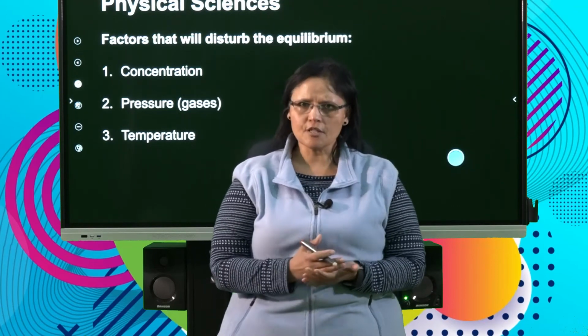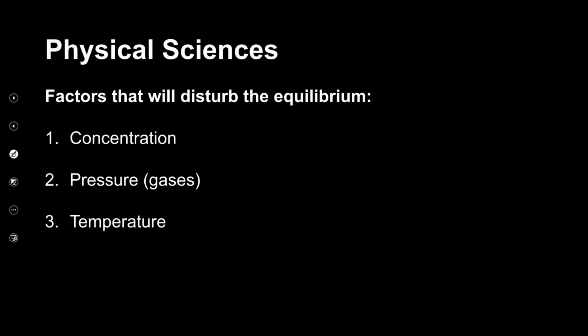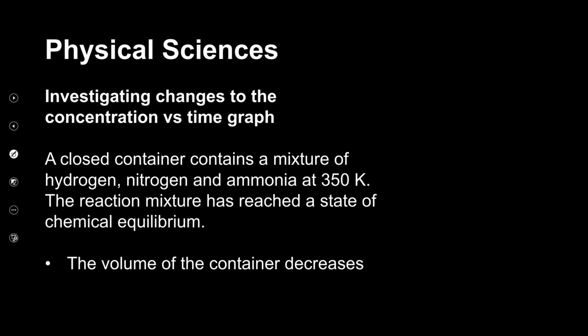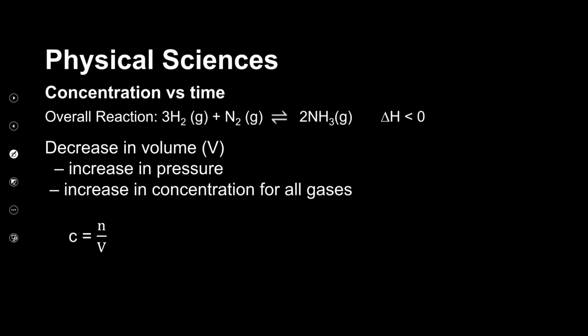Now we're going to look at the next one. We're going to look at pressure. Remember, we only get pressure in gases. And whenever I say the word pressure, you should think volume. So we still have the nitrogen, hydrogen, and ammonia gas at the same temperature there. The reaction is at a state of chemical equilibrium, and the disturbance now is that the volume of the container is decreased. If we decrease the volume, what does that do?